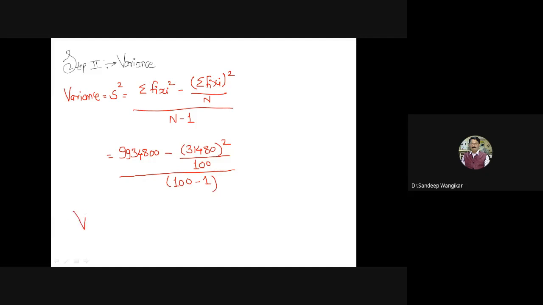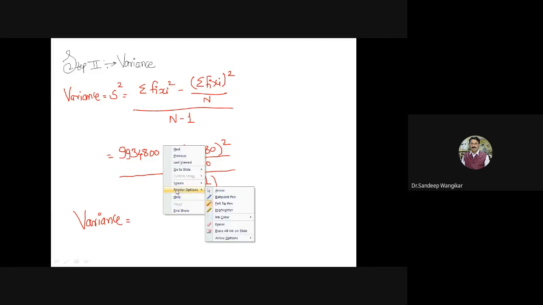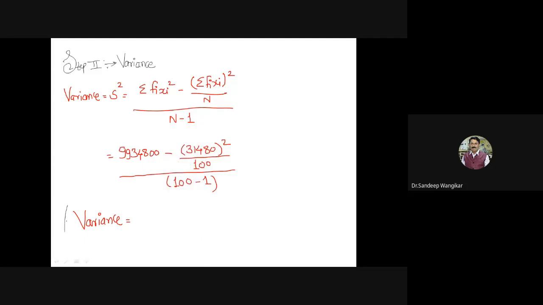So very simple, friends. You will get the answer for variance here. Just substitute the values and calculate the answer. Tell me the answer also.